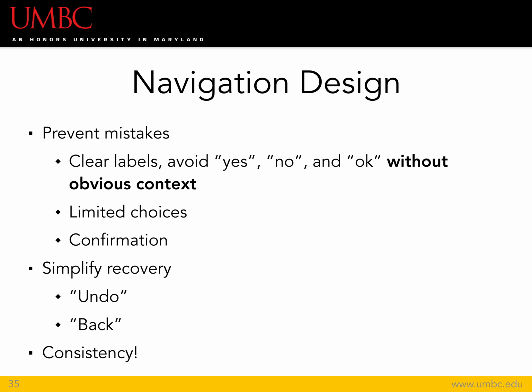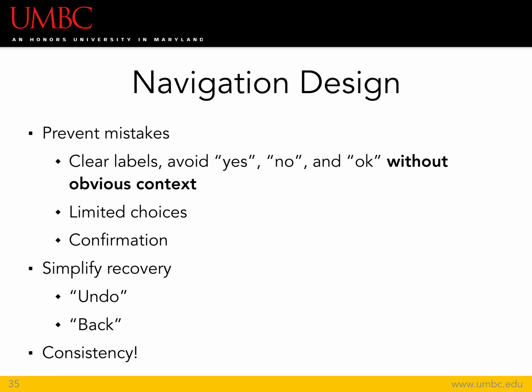Maybe the best example of this is for error boxes. Instead of just having labels like yes, no, or okay, put a context in there, right? Print or cancel, right? Something that sort of indicates what's happening when they click the button. Save or don't save, or save or delete, things like that where the actual action is sort of expressed in a clear label on the button that they're pressing.